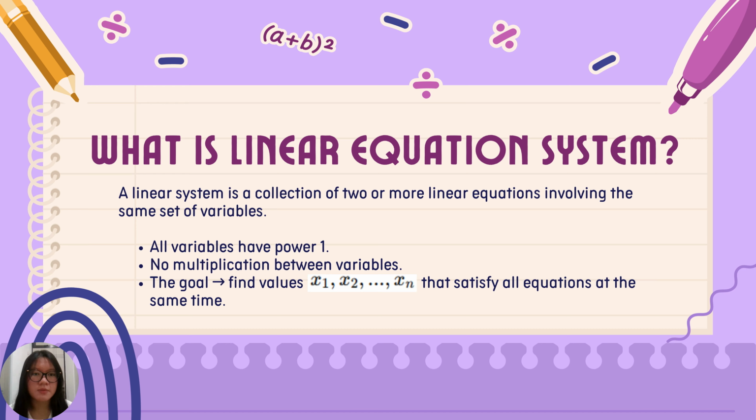First, all variables must have a power of 1. We don't see terms like x squared or y cubed. Second, there's no multiplication between variables. We won't find terms like xy or abc in linear equations. The fundamental goal when working with these systems is to find values for our variables that satisfy all equations simultaneously. In other words, we're looking for a common solution that makes every equation in the system true at the same time.